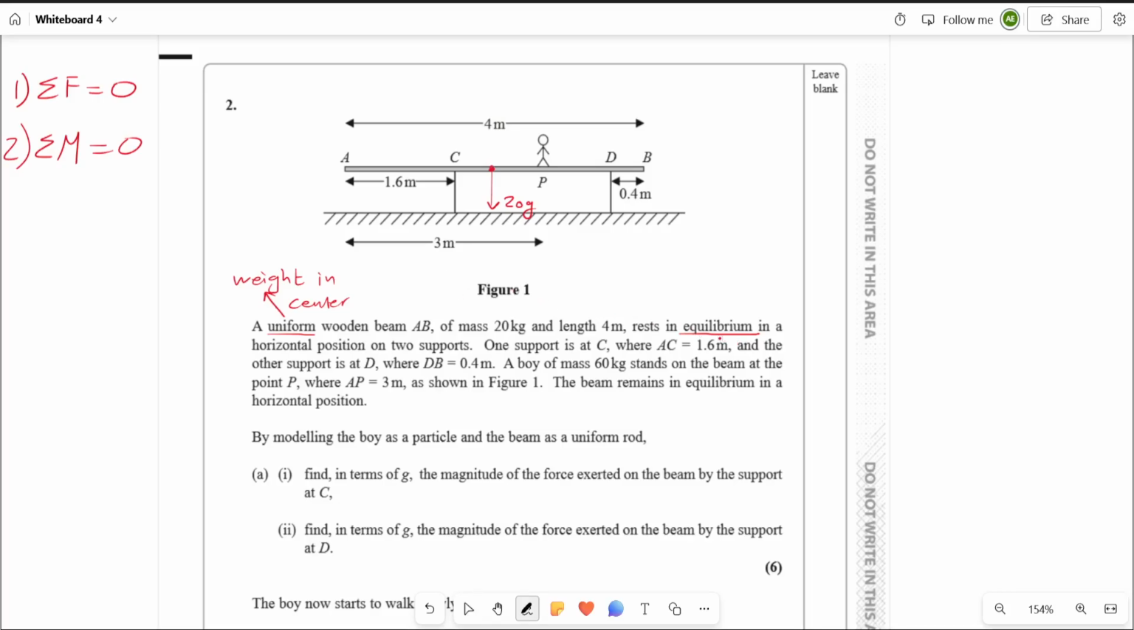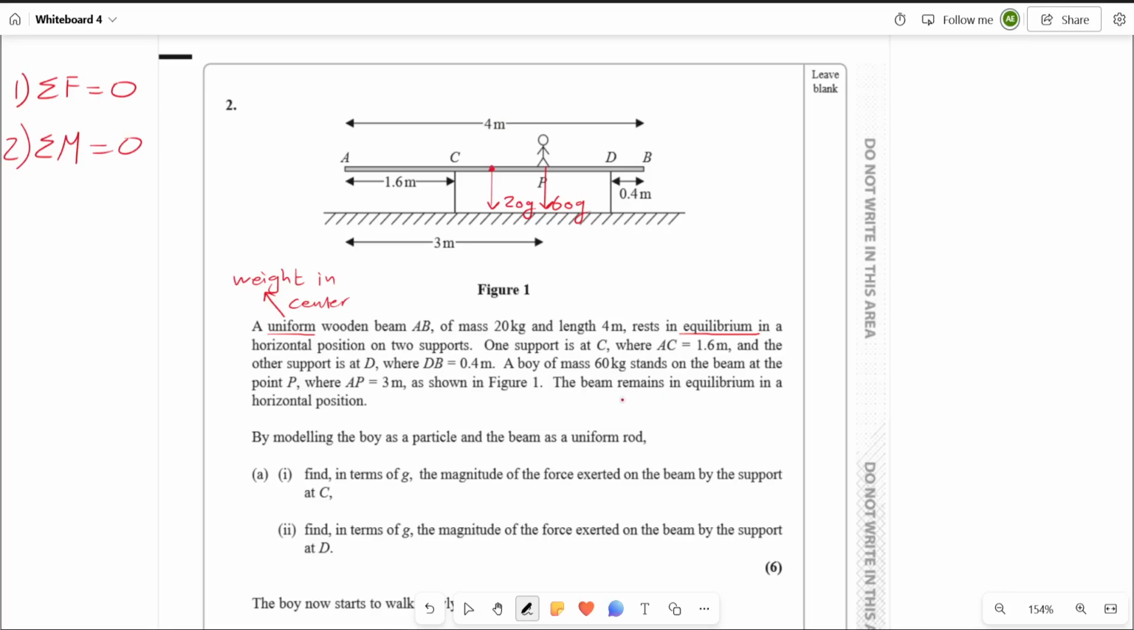So let's continue reading the question. It says that it rests in equilibrium in a horizontal position on two supports, support C and the other support is D, and it gave you the dimensions or the locations of these two supports. A boy of mass 60 kilograms stands on the beam at the point P, where AP is 3 meters. So I have this boy, he has a mass of 60 kilograms, so obviously he'll have a weight 60 g over here acting down, and it's 3 meters from A.